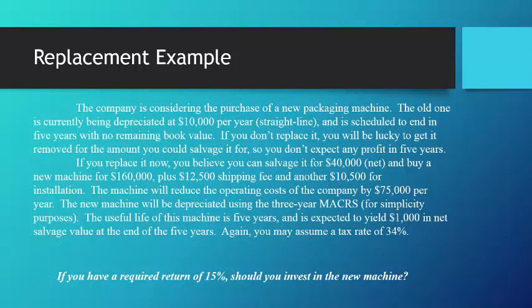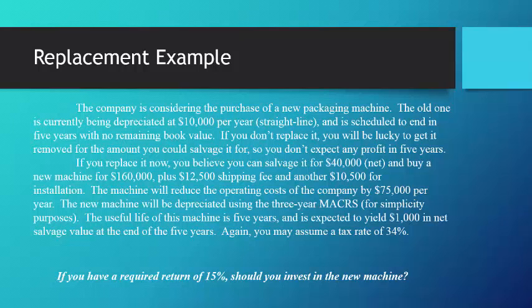Replacement example. This one's a little more ugly. It looks like it's shorter, but it's really uglier, okay? The company is considering the purchase of a new packaging machine. The old one is currently being depreciated at $10,000 per year straight line and is scheduled to end in 5 years with no remaining book value. If you don't replace the new machine, you will be lucky to get it removed for the amount you could salvage it for, so you don't expect any profit in 5 years.